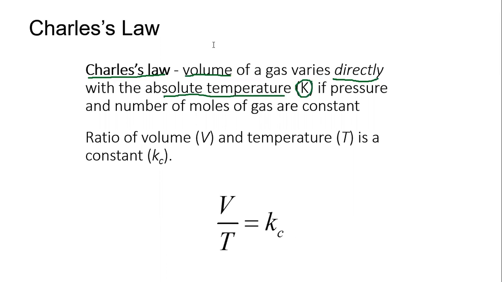Now for Charles's law, the temperature always has to be in Kelvin. And just a refresher of what Kelvin is: Kelvin equals 273.15 plus the degrees Celsius. So anytime you use temperature in the gas chapter, it has to be in Kelvin. And so varies directly. What that means is as we increase volume at constant pressure and moles, we're going to increase temperature. If we decrease volume, we're going to decrease temperature.